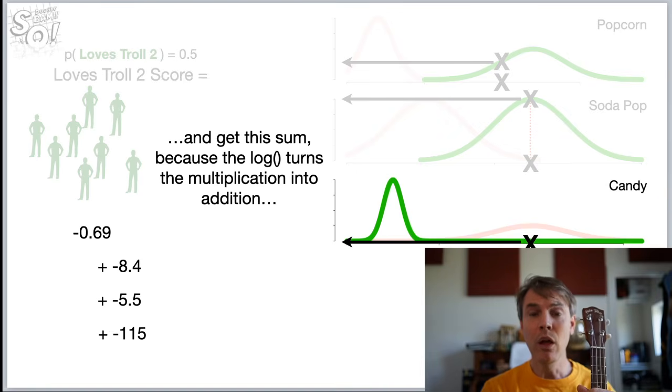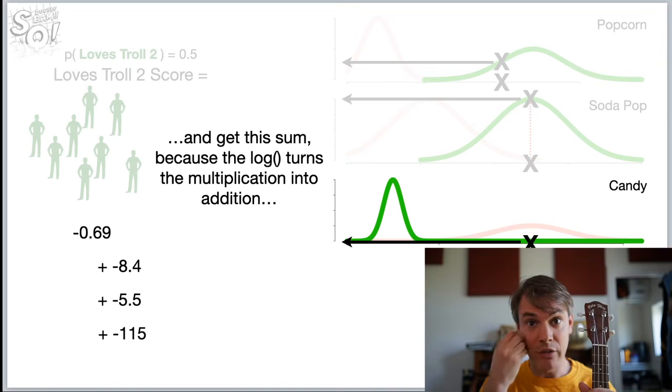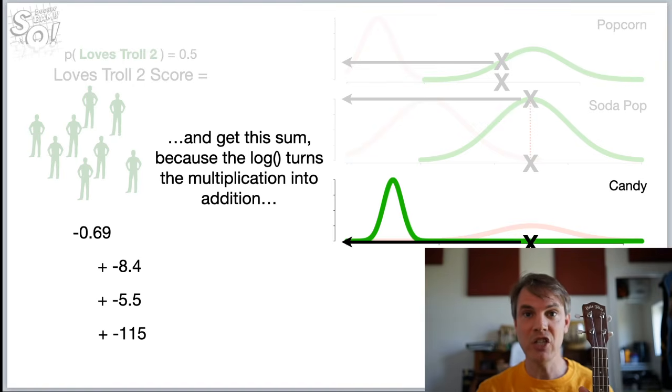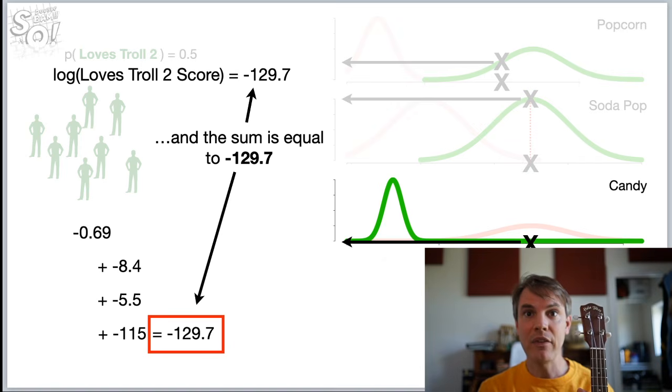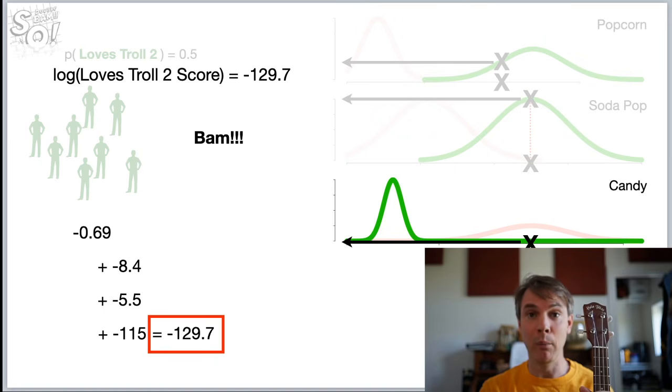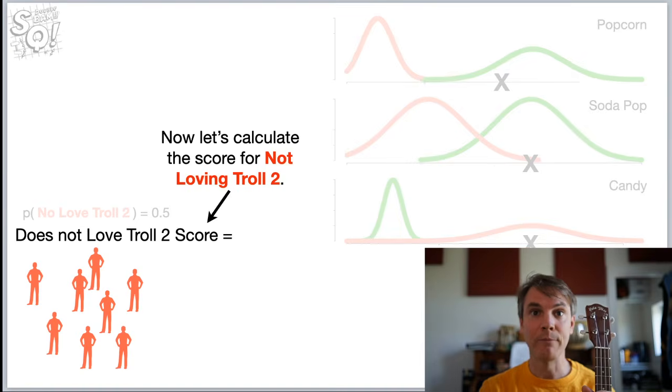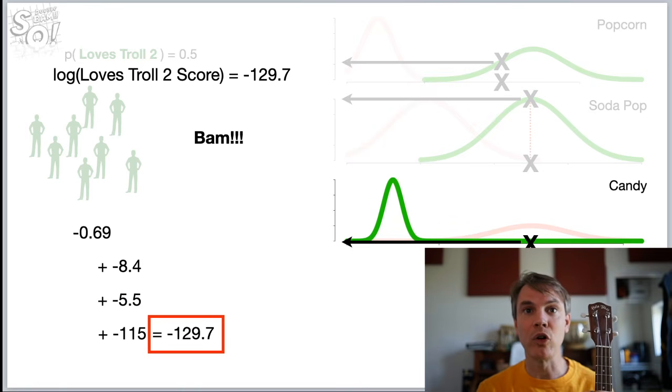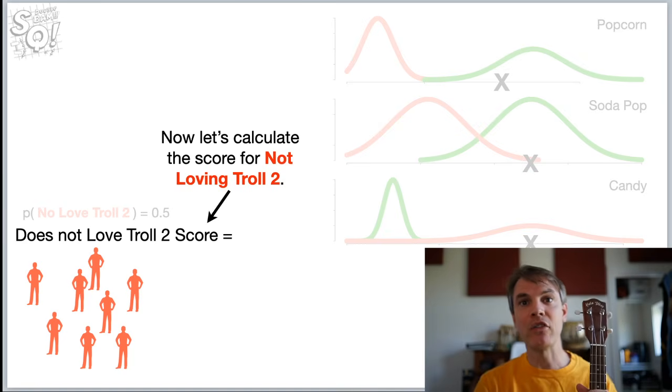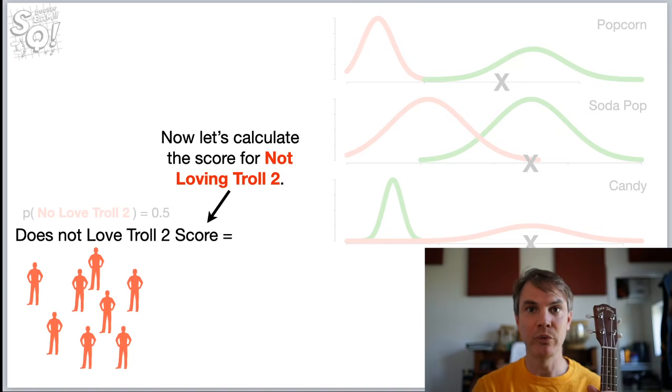Okay, when we use the log function, we get a sum because the log turns multiplication into addition. And the sum is equal to negative 129.7. Bam! Okay, I went too fast. That's our score for the log of the loves troll 2 score. Bam.